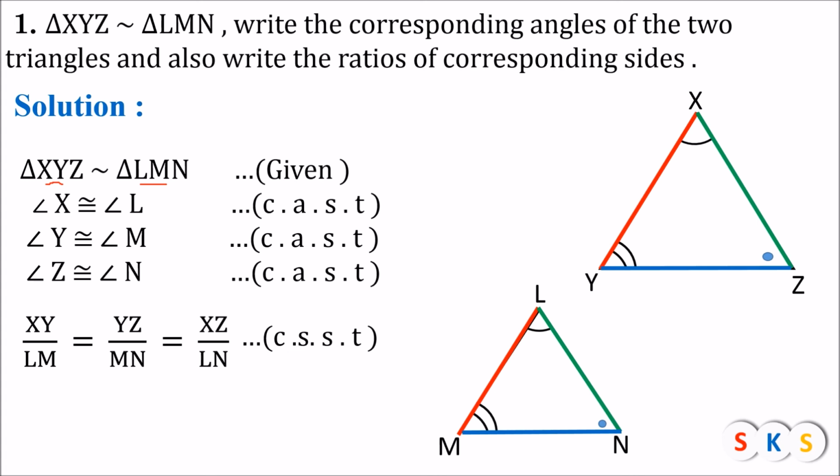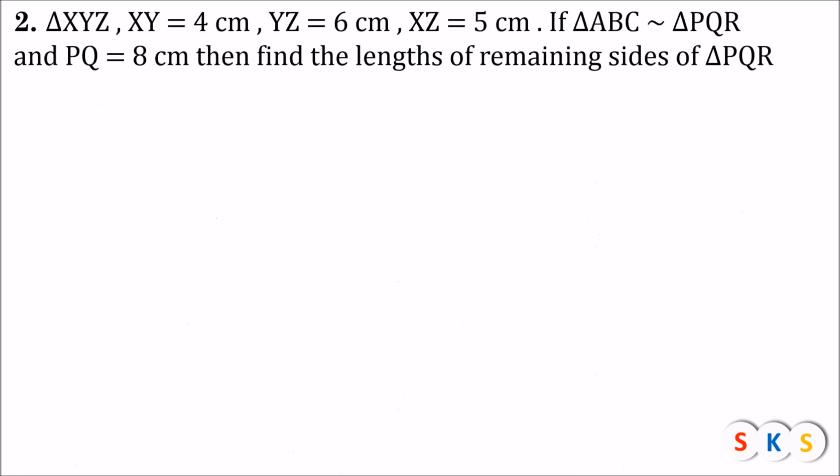Here we have question number 2. In triangle XYZ, XY equals 4 cm, YZ equals 6 cm, XZ equals 5 cm, and triangle XYZ is similar to triangle PQR and PQ equals 8 cm. Then find the length of the remaining sides of triangle PQR. Let's see the solution of this question.